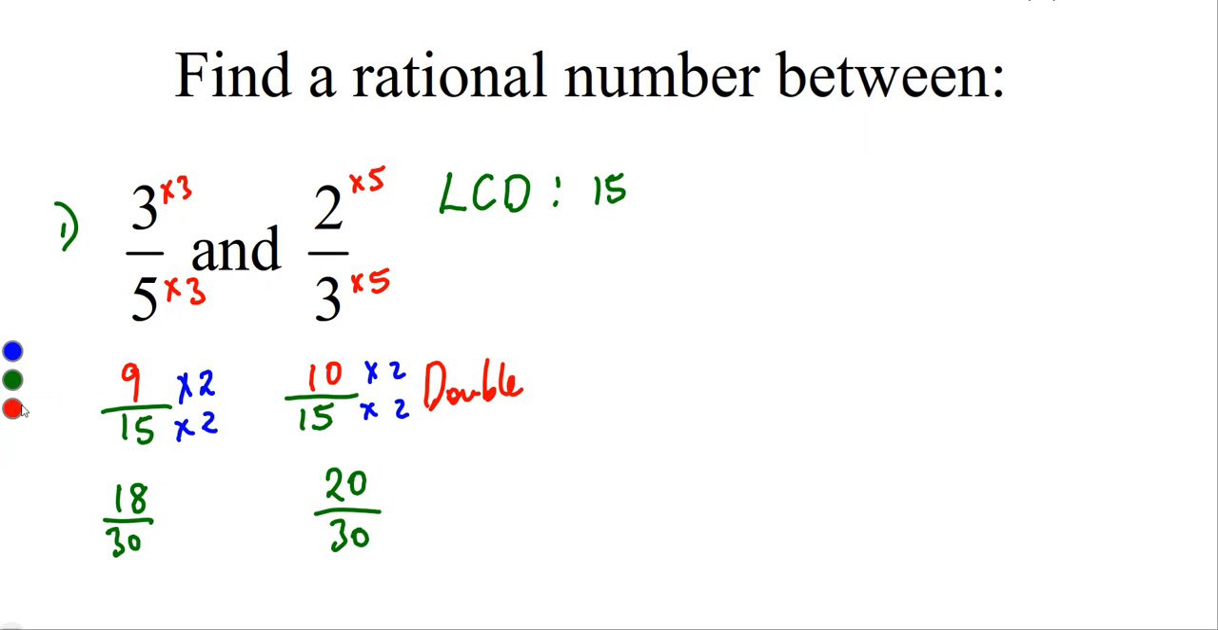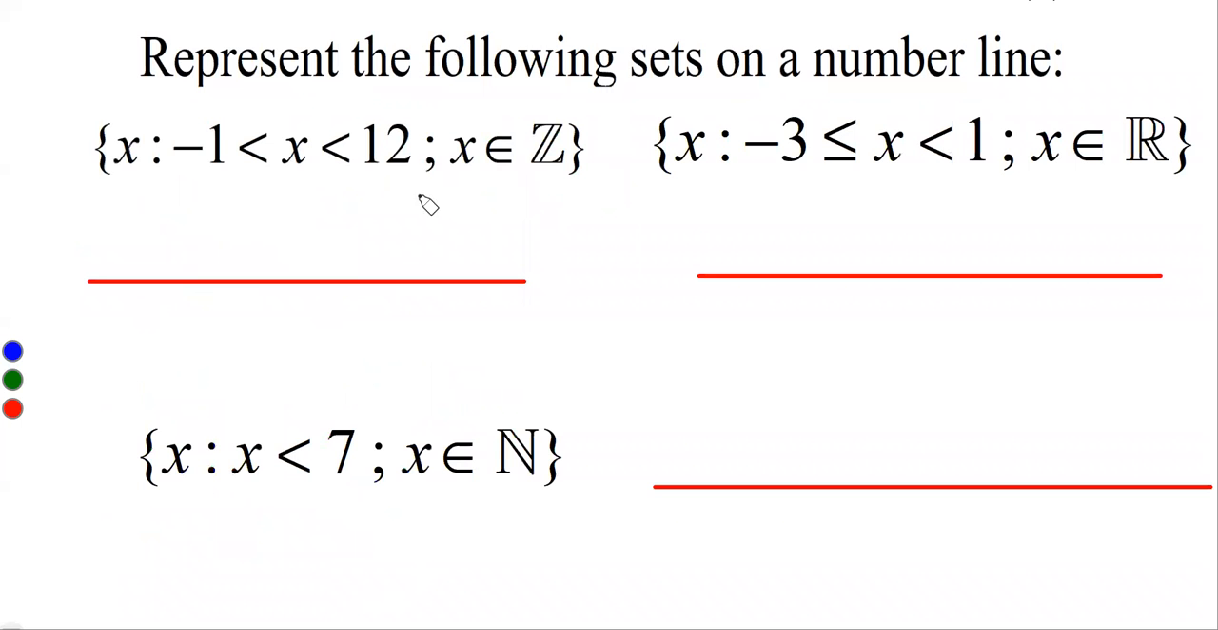So 19 here becomes our rational number between 3 over 5 and 2 over 3. So its answer is 19 over 30. I hope you understand how we get this. So first of all, you find the lowest common denominator. Then secondly, we are looking at your top numbers. If there is no number between, you double. If there is no number again, you triple. But normally after doubling, you must get your number.